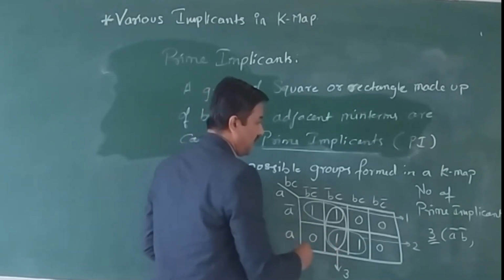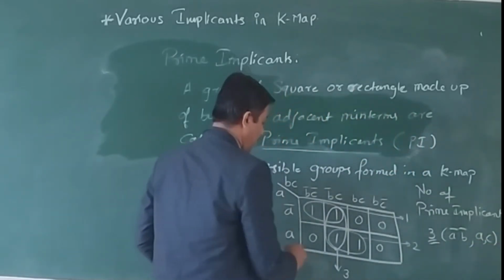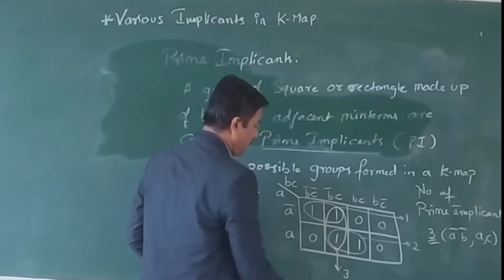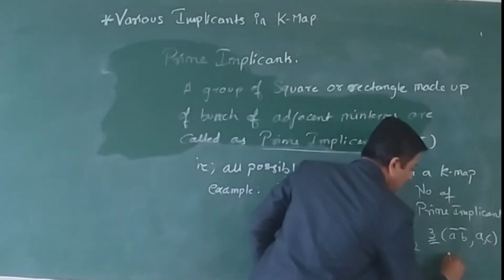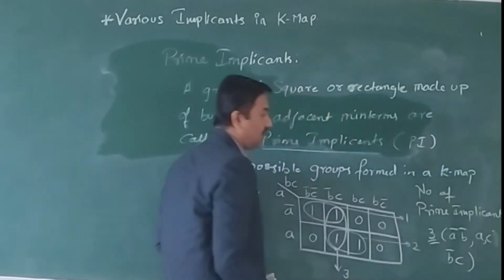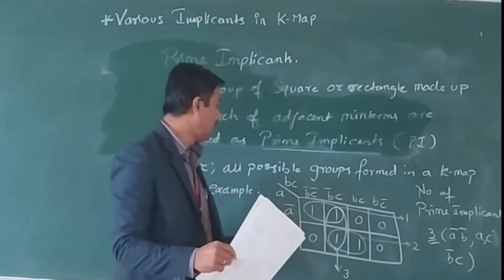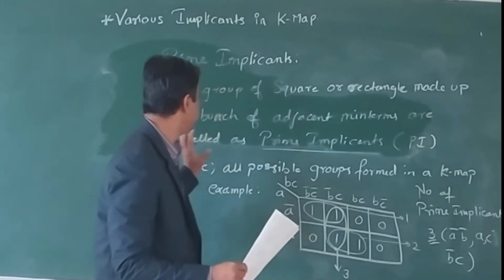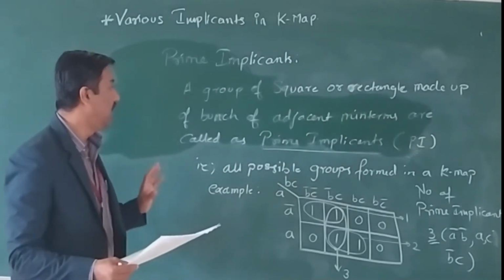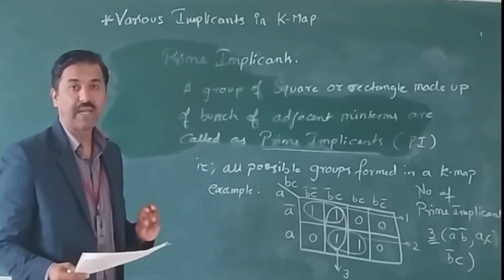A, C, and for group number 3 it is B bar, C. So these are the 3 prime implicants that you can find in this particular K-map. As per the definition, a group of squares or a rectangle made up of a bunch of adjacent min terms are called prime implicants.